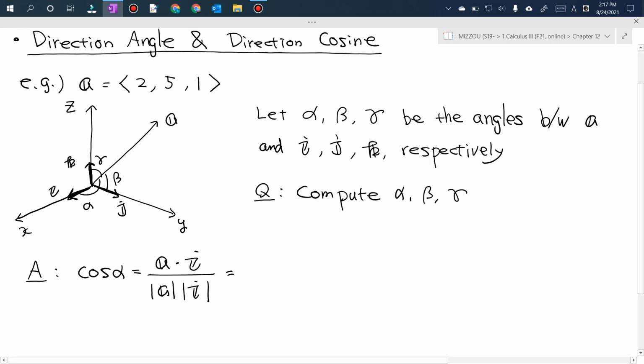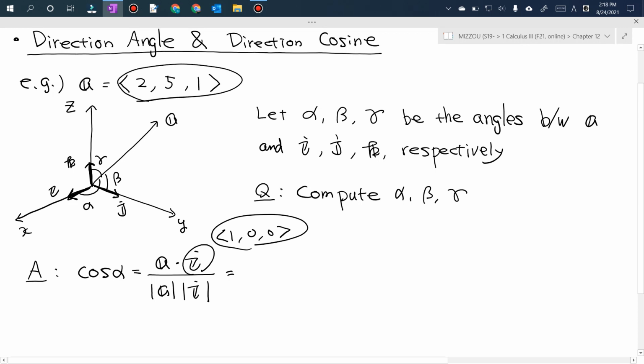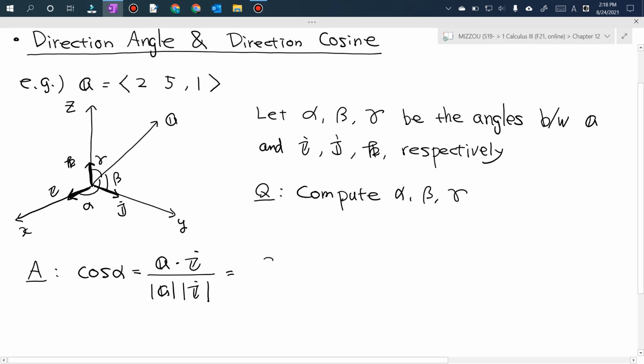Well, remember vector i is nothing but 1, 0, 0. And if you take the dot product of this vector with the vector A, 2, 5, 1, since those two components are 0, they become 0 after you take the dot product. What you do is just extract the x component of A. And this is 2. Then what's the magnitude of A? Well, let's just keep it as magnitude of A, times the magnitude of i, which is 1 because it's a unit vector. Remember, a unit vector is a vector with magnitude 1. So this is just 2 over the magnitude of A.